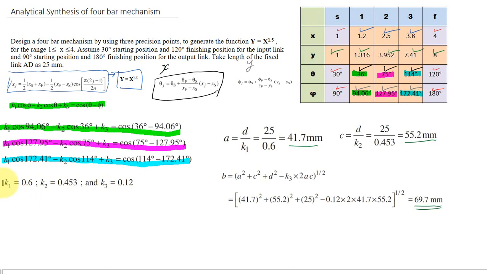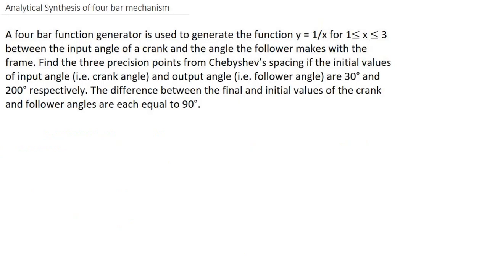Please remember to take the modulus values. From these k1, k2 and k3 values, you can obtain the values of a, c and b. D is already given. These are all the required dimensions of the 4-bar mechanism: a, b, c and d. Try to solve the problem. Thank you.